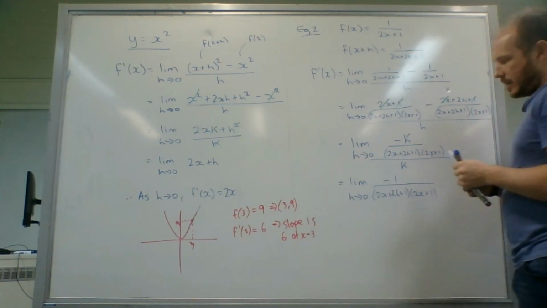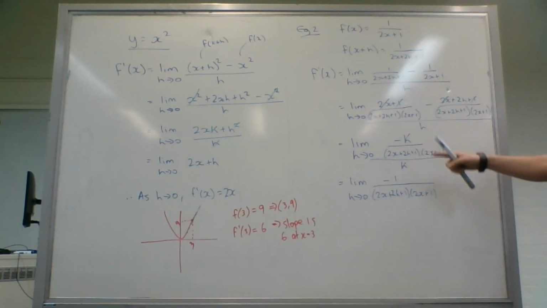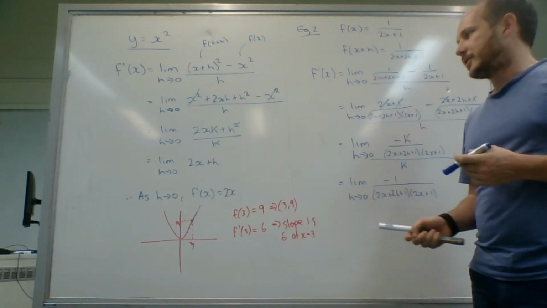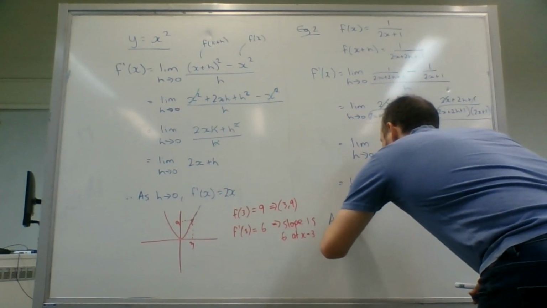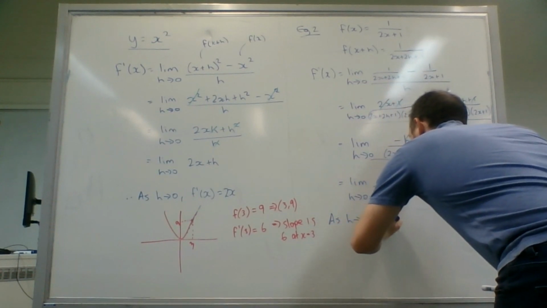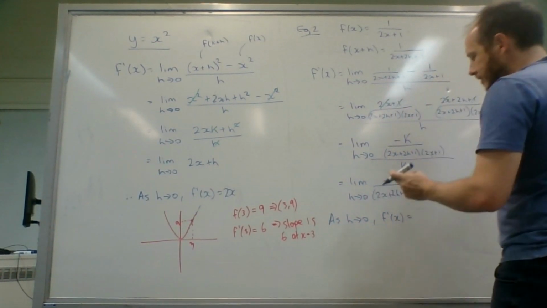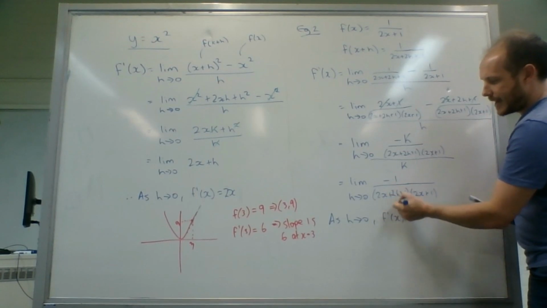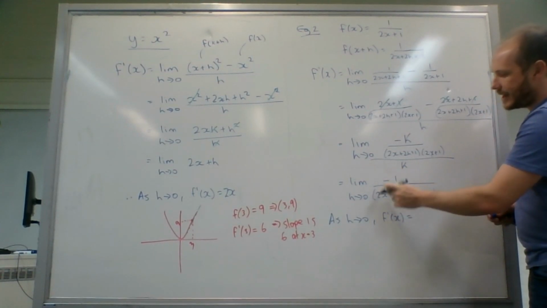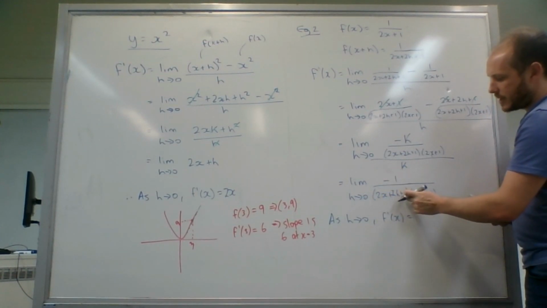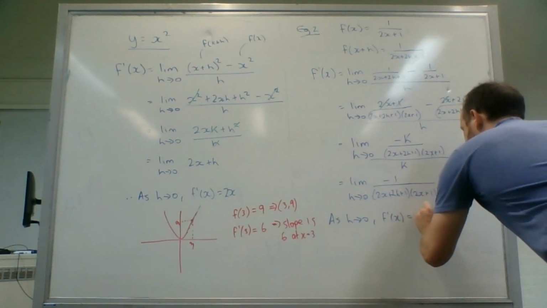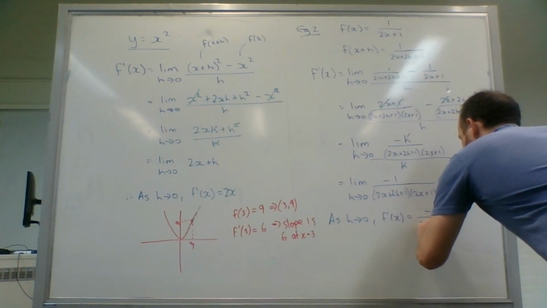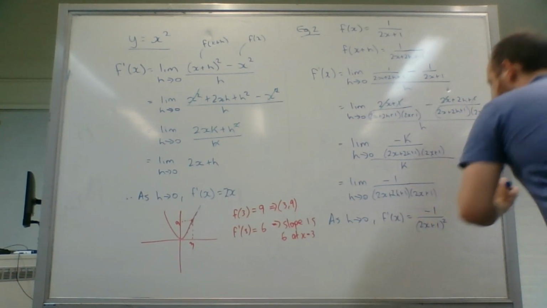Right. Now, once we've cancelled out our h's, then we can execute our limit. So now we can let h go to 0. So as h approaches 0, f dash x, so as h goes to 0, this h will cancel out. We'll have minus 1 on (2x plus 1) times (2x plus 1), which is (2x plus 1) squared. So we'll have minus 1 on (2x plus 1) squared.